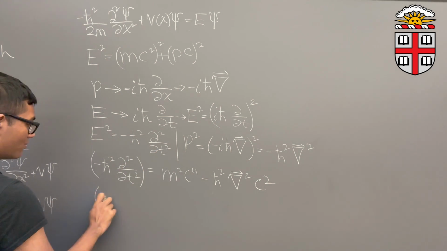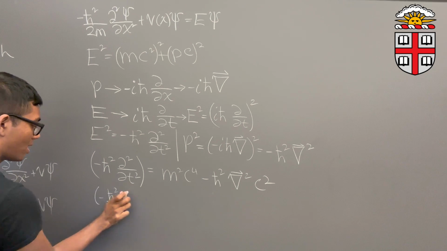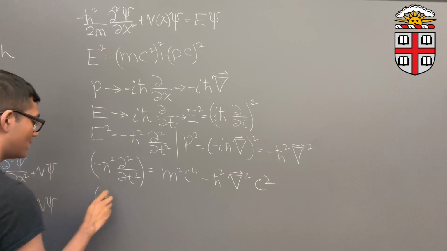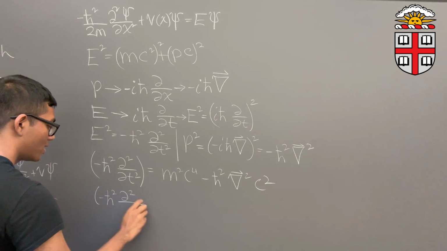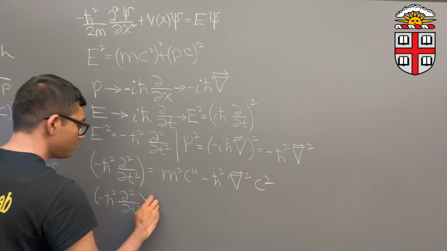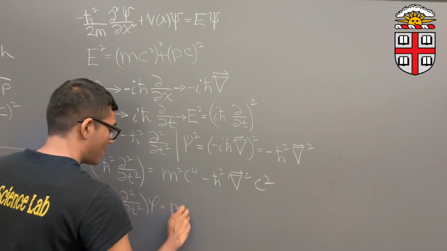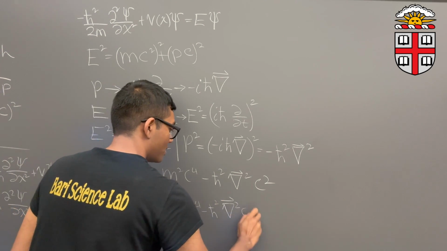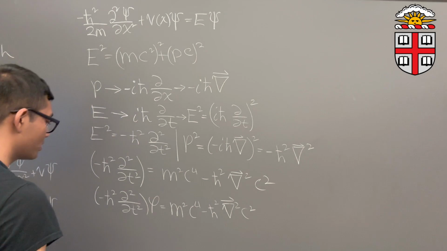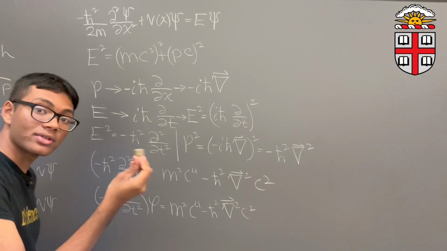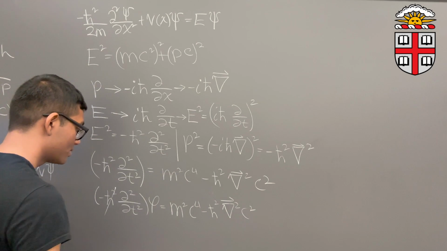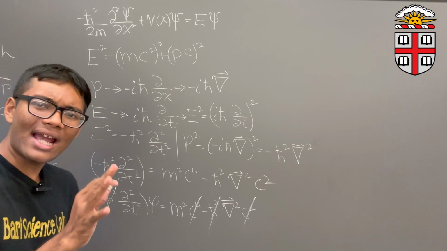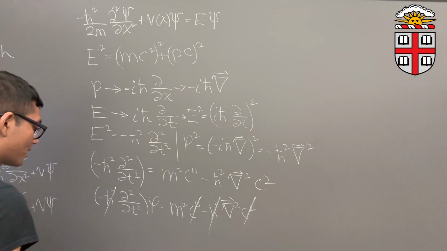So I'm going to write minus h bar squared partial t squared phi is equal to m squared c to the fourth minus h bar squared nabla squared c squared. Now, using natural units, h bar squared is gone. Oh, and so is my chalk, apparently. So h bar squared is gone, c to the fourth is gone, c squared is gone, h bar squared is gone. And now we're very close to the Klein-Gordon equation.